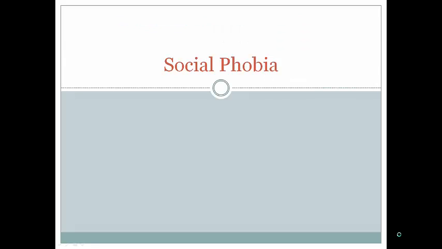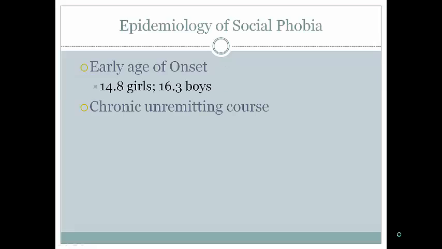So the first anxiety disorder we're going to talk about is social phobia. It typically has an early onset, at about age 14 for girls and 16 for boys. And once it develops, it has a chronic and unremitting course until people seek treatment. And this is not just like, I do not like public speaking, which very few of us actually do, but this is to the point where it's interfering in your daily life.